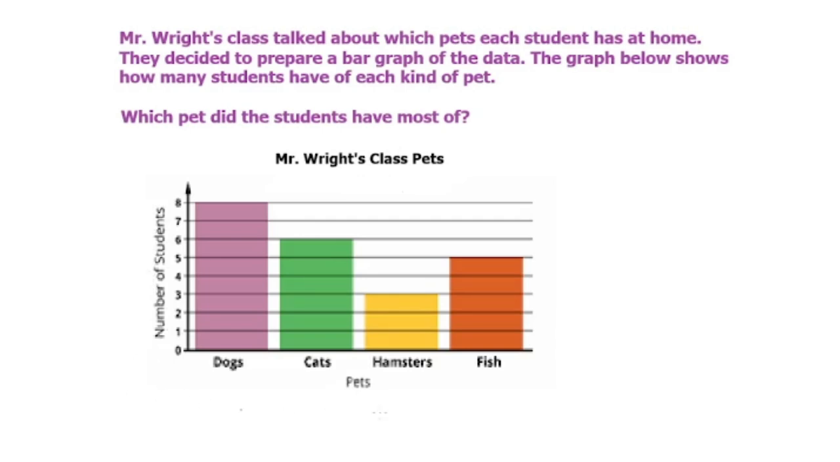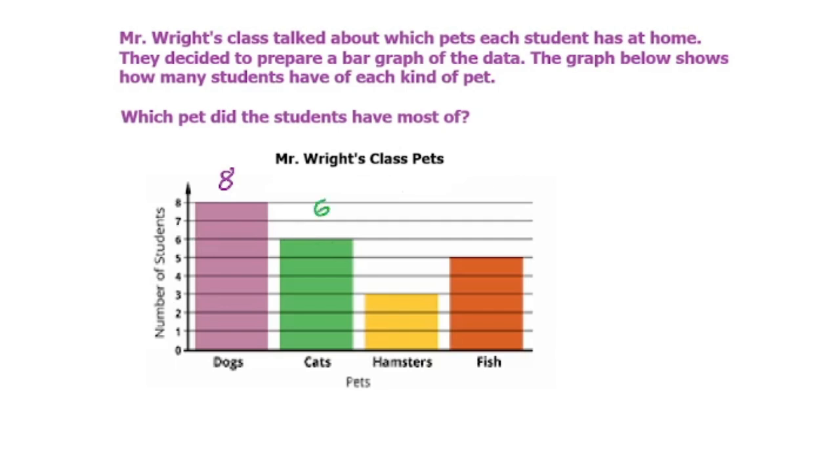So let's figure out how to read this. So if we look here, for dogs, this bar reaches 8 here. So the number of students that have dogs is 8. Then for the green one, that one's cats. And we could look here at the top of the bar, it reaches 6, the height of the bar. So 6 students have cats.